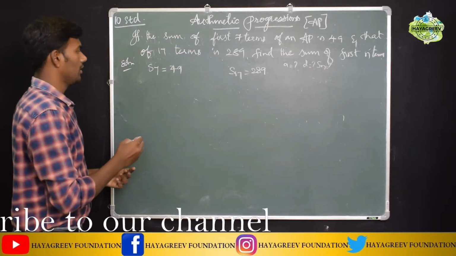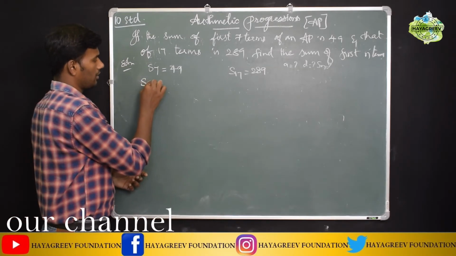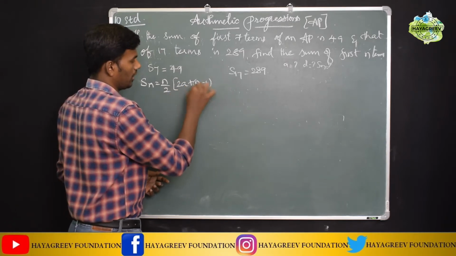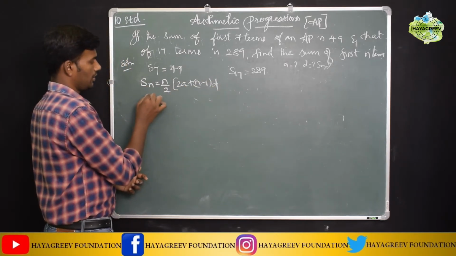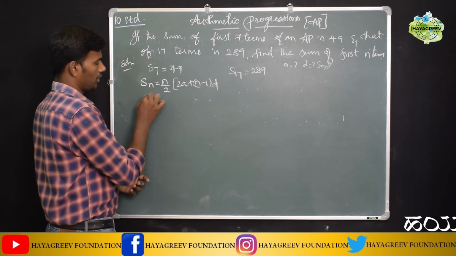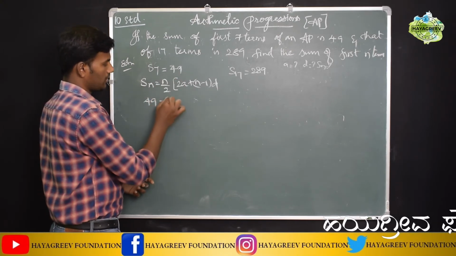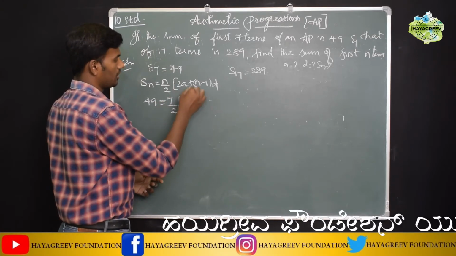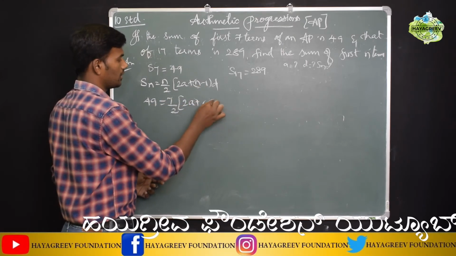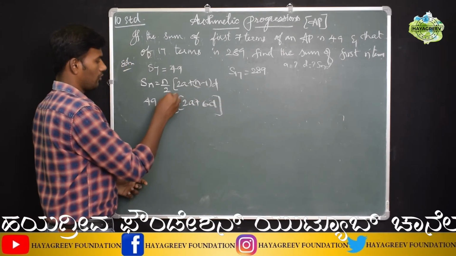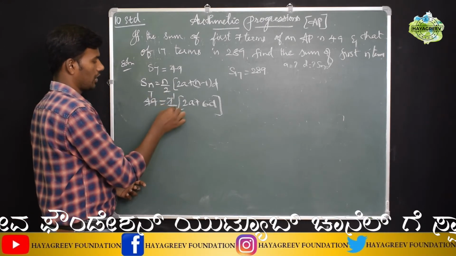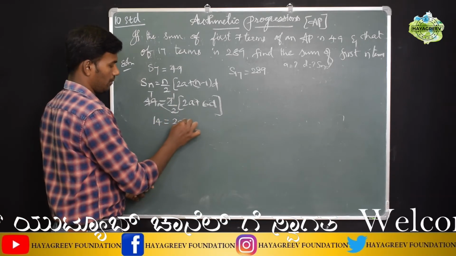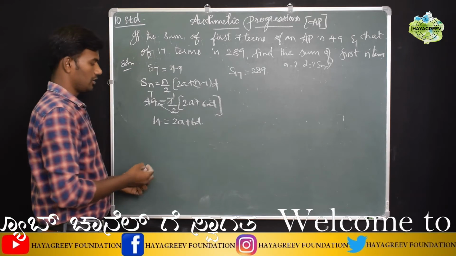So Sn is equal to n by 2 into 2a plus n minus 1 into d. Then S7 is 49, n is 7 by 2 into 2a, we don't know, plus 7 minus 1, 6 into d. So 7 ones are 7, 7 sevens are 49, and if you cross multiply, 7 twos are 14 is equal to 2a plus 6d. This is one equation.